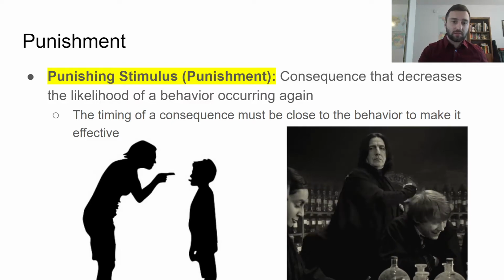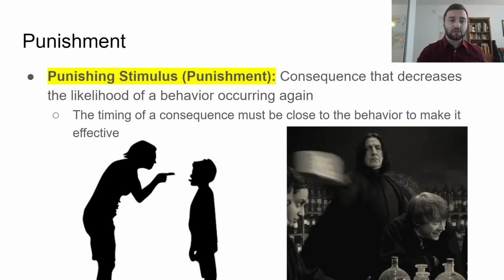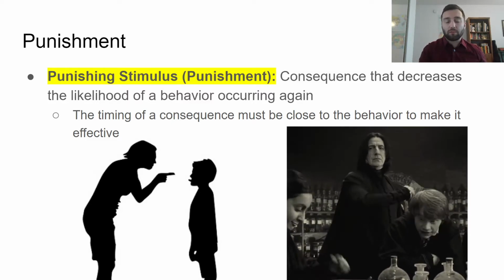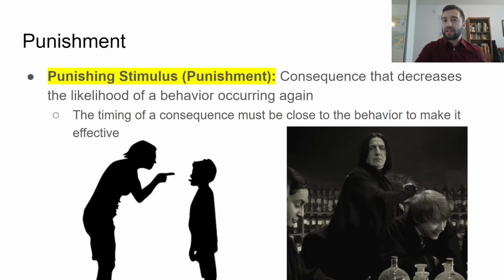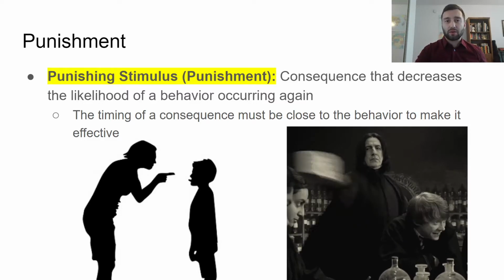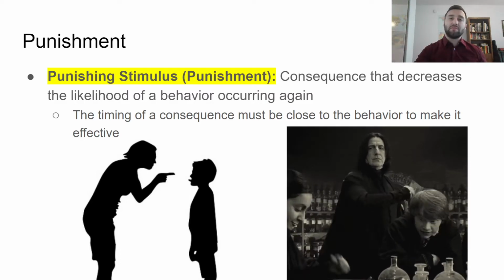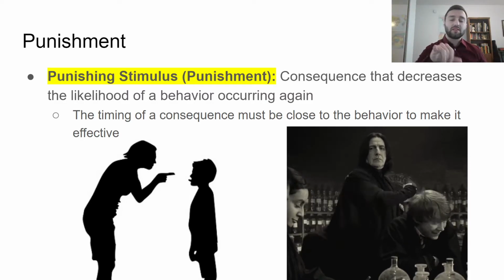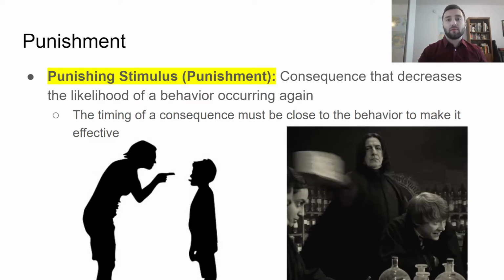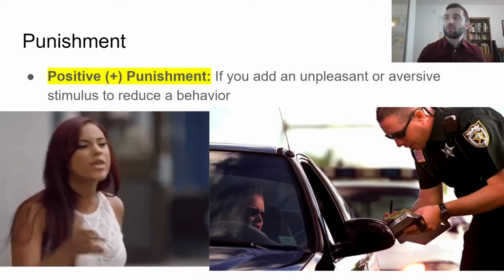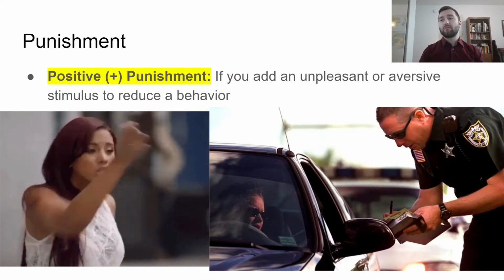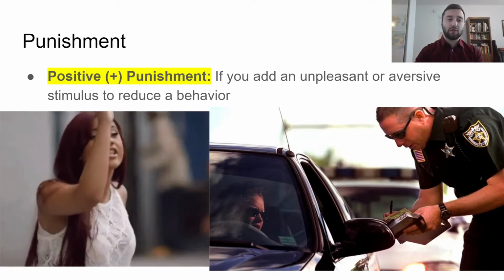If your dog does something, like maybe goes to the bathroom in your house, and you are going to punish it somehow, you can't punish it an hour later because it has no idea what the punishment's for. You have to do it immediately right after. Otherwise, there won't be a link and it'll mess up what's going on. So we've got positive punishment and negative punishment, just like reinforcement.